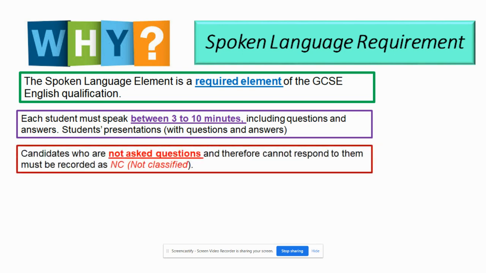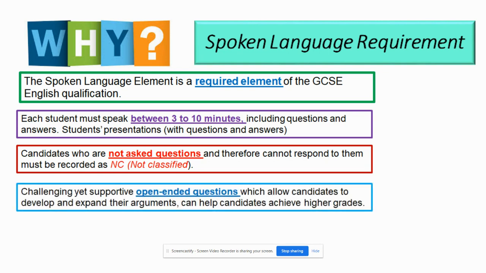Important there from the exam board: candidates who are not asked any questions, and therefore can't respond to them, get an NC, not classified. So you can do a really good speech, but if you miss the question section, then you don't get a grade. So it is important to plan that in.